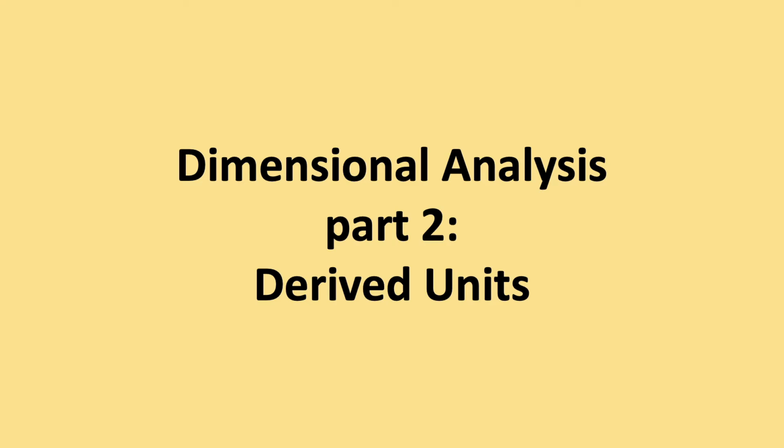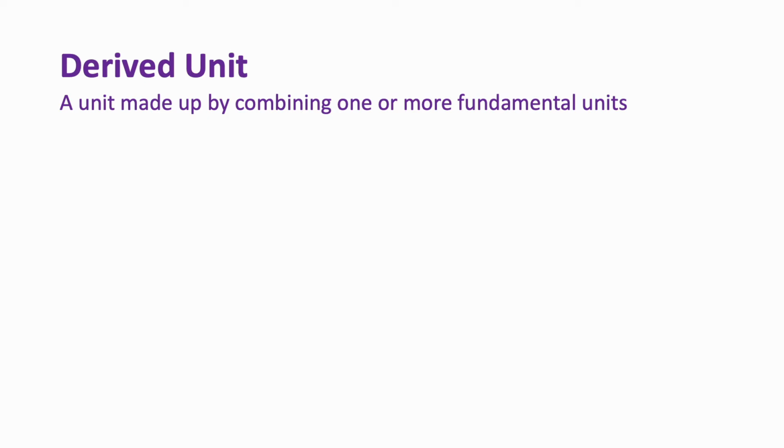Hi, today we're going to extend our conversation of dimensional analysis by talking about derived units. What is a derived unit? Basically, it's a unit that's created by putting together one or more of what we call the fundamental units. For example, let's take the meter. We know that we can use the meter to measure length. Well, we can also use it to measure other things that are not length, like area.